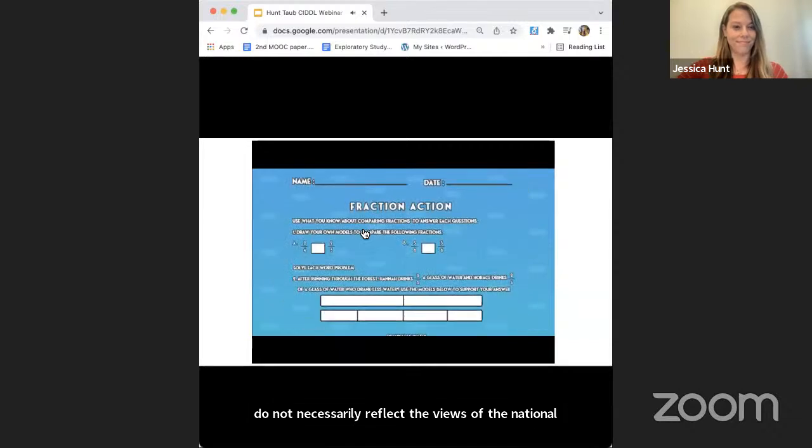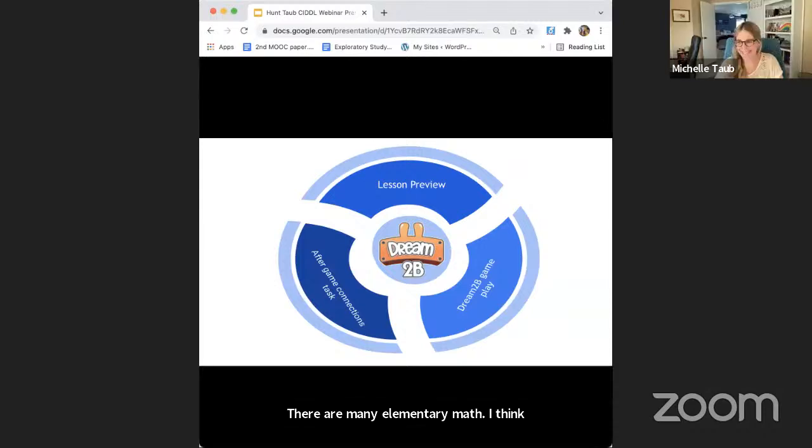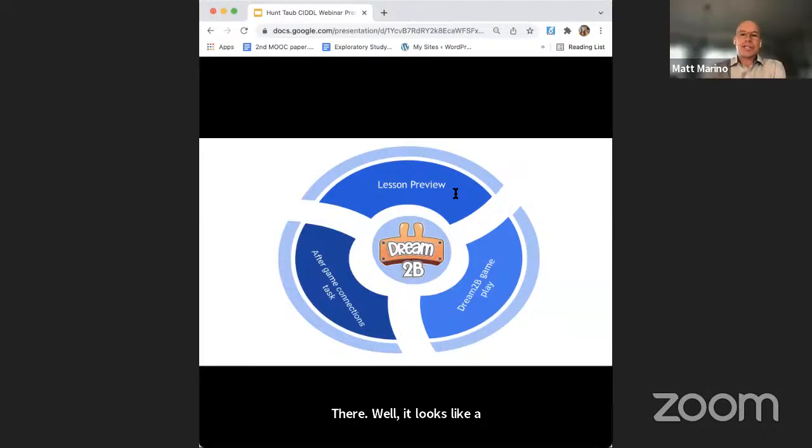There are many elementary math. I think it wanted to play again there. Well, it looks like a super cool game. So tell me how you would teach a teacher how to use this game in their classroom.